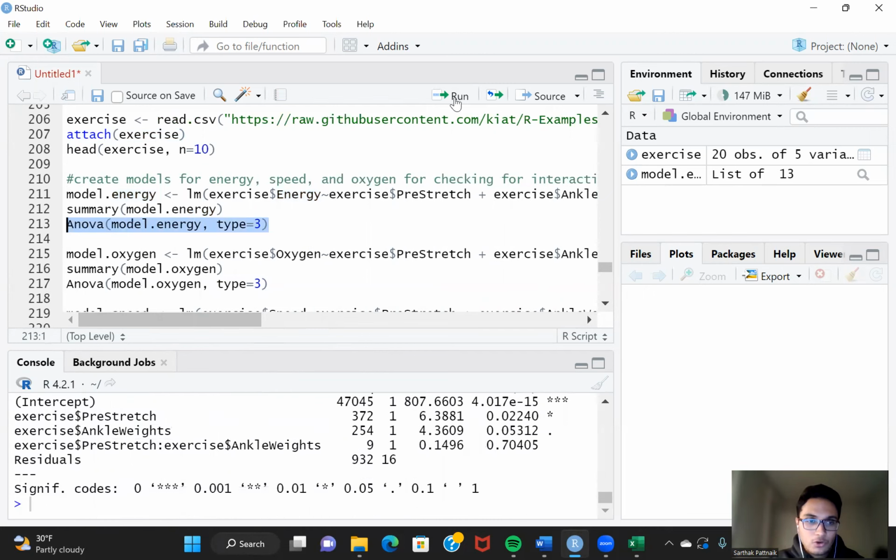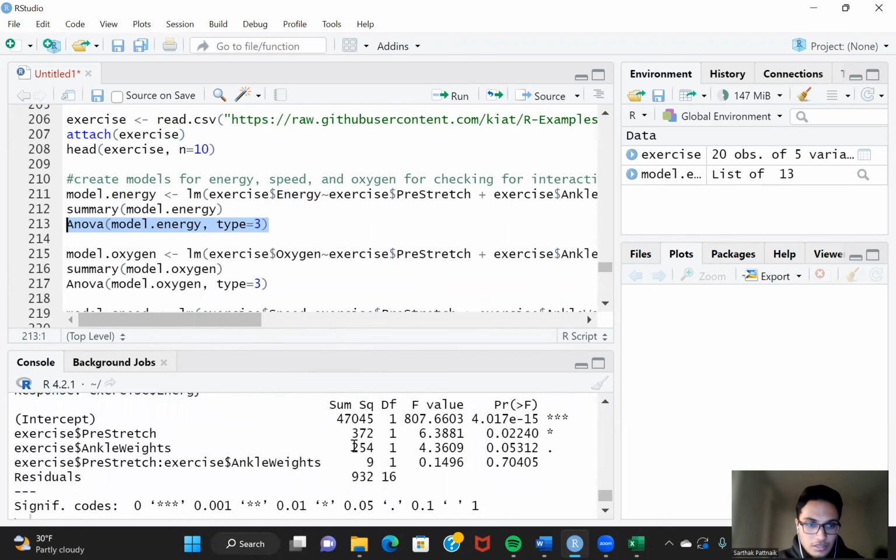And then the ANOVA gives you the result for your pre-stretch, ankle weight, and both pre-stretch and ankle weight. So if you see, the p-value of pre-stretch into ankle weight, or pre-stretch colon ankle weight, is exorbitantly high. It means that this factor is not significant in the equation. Therefore, there is no interaction present between the two.